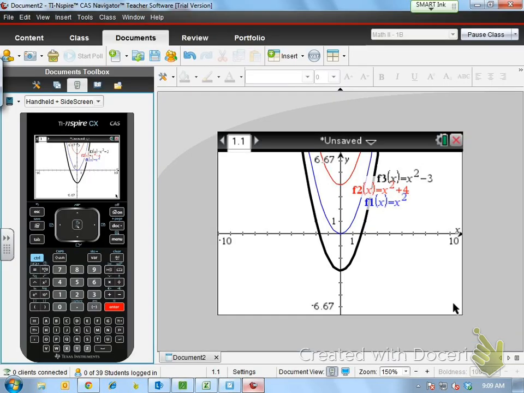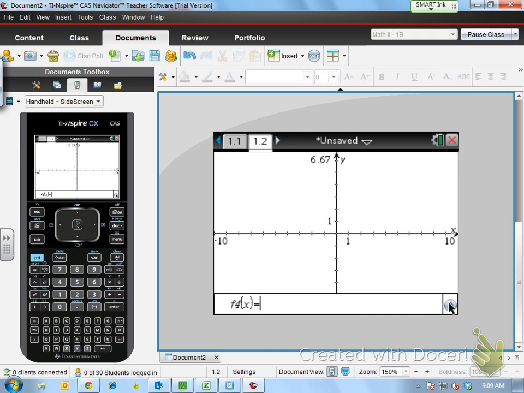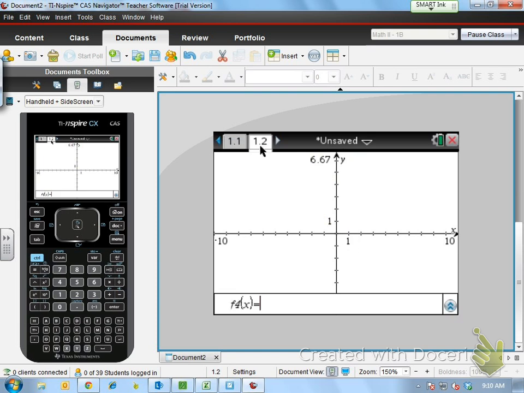So now, I don't want these graphs anymore. They're going to get in my way. It's going to be confusing. So we're going to create a new page. We're going to hit Control, Doc. It's going to add a whole new page. And we're going to add another graphs page. I still could go back to my other one. It's still there. If you look at the tabs at the top, we have 1.1, 1.2.